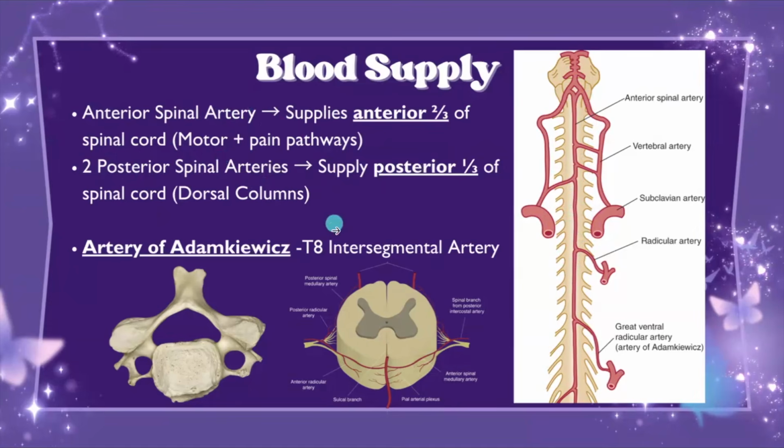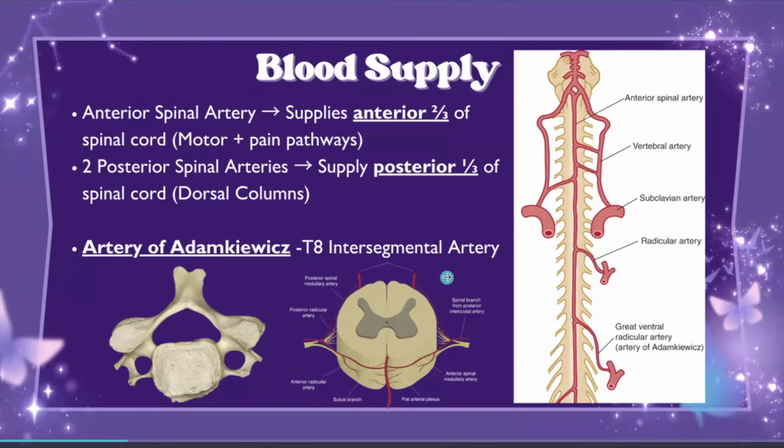By the way, the 2 posterior spinal arteries are located right over here. These are the 2 posterior spinal arteries, and they're located behind the sensory rootlets, or kind of like beside them, laterally to them. Now, you also have intersegmental arteries. These are arteries that would supply the different segments in the spinal cord.